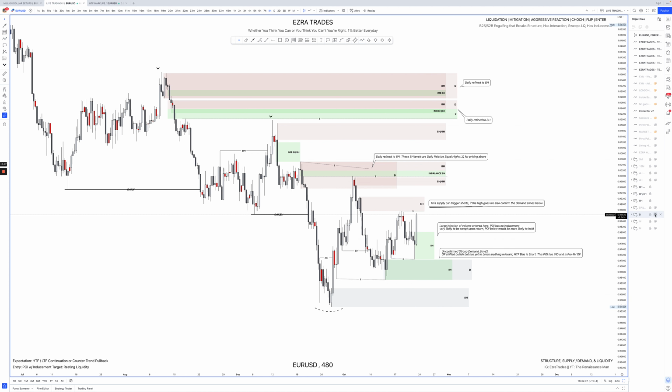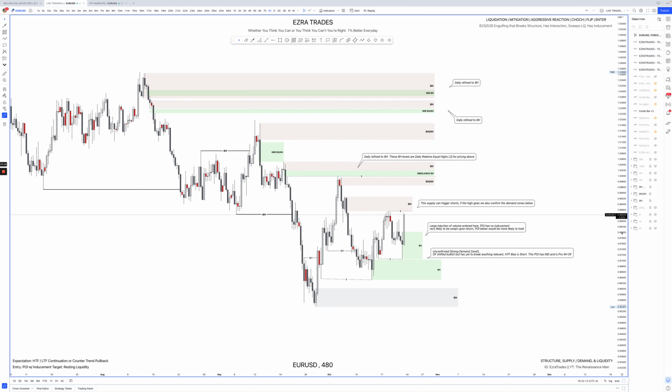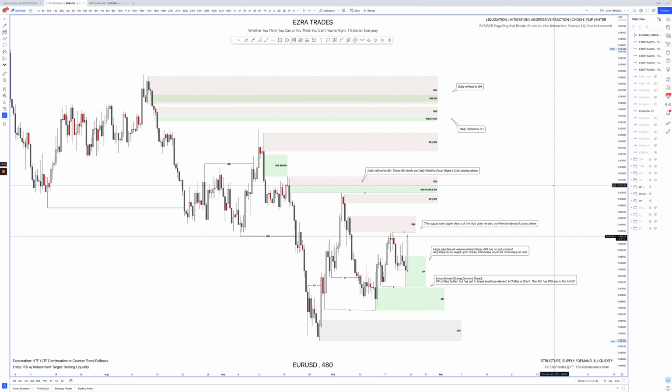So let's hide the daily notes and the daily markups. And we're only focusing on 8-hour right now. So here's what we're going to do differently.